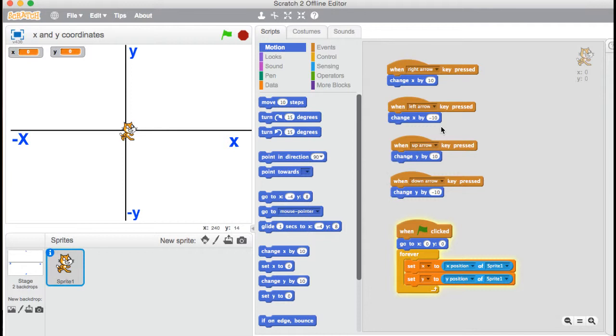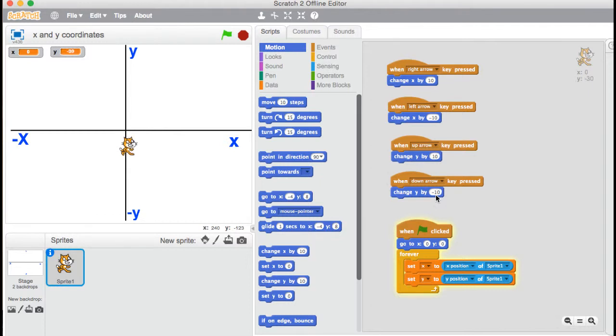Let's try going up. So I'm pressing the up arrow. There we go. 40, 50, 60, 70, 80. Going up by 10. And that's because when I press the up arrow, we're changing Y by 10. And when I press down, 70, 60, 50, 40, 30, 20, 10, back to 0. That's because when I press down, we take away 10 each time.